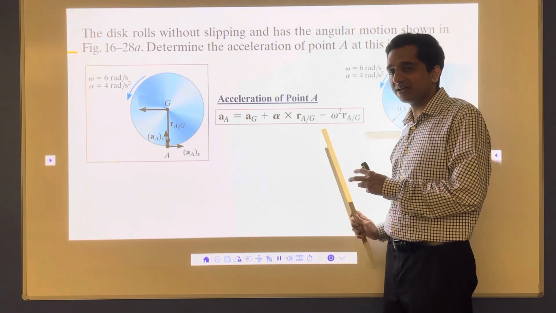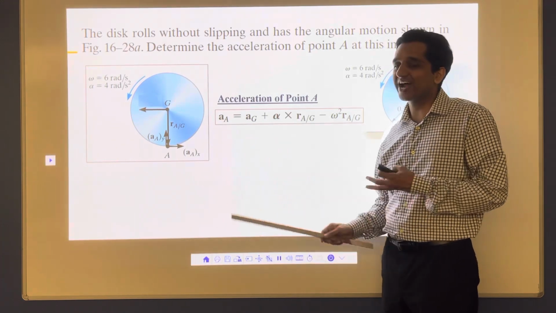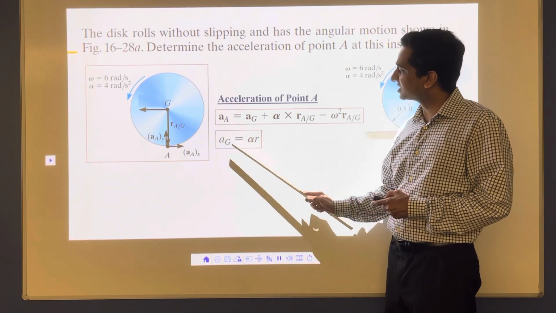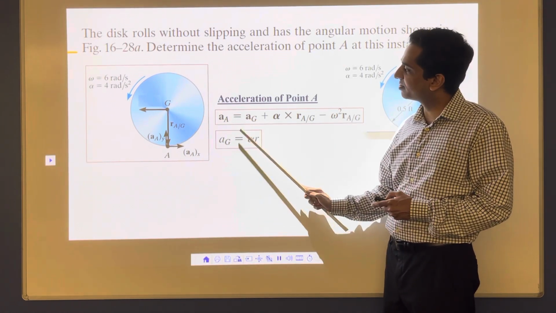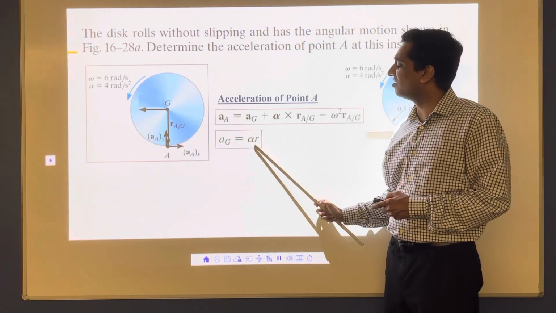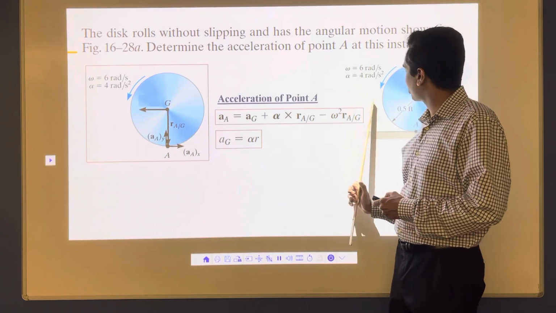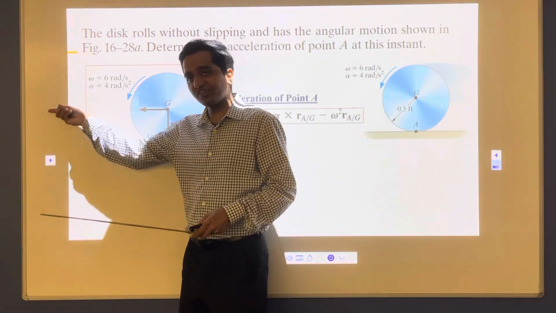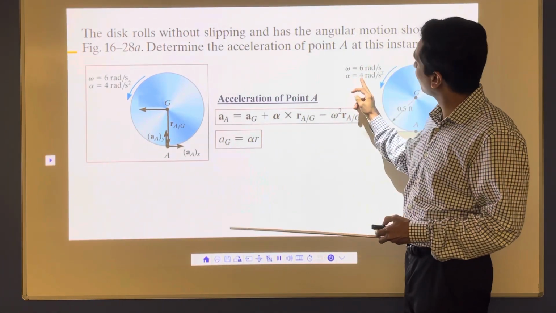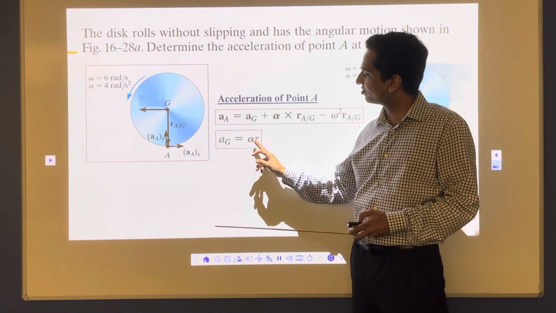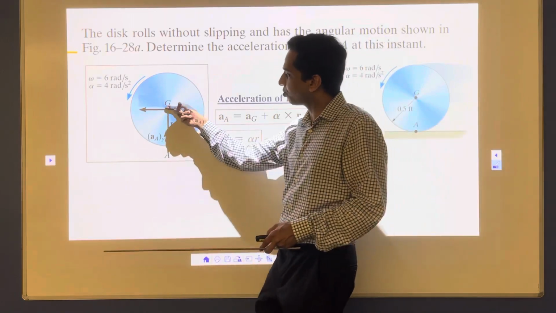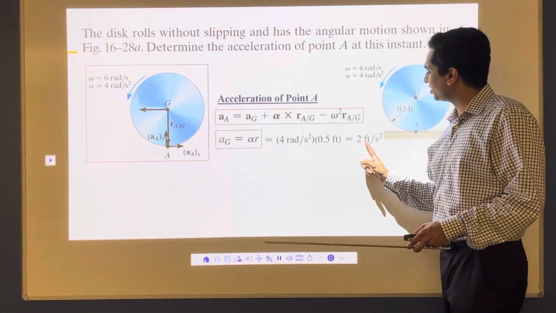Now this is a vector equation, this is a vector analysis. It means I have to use the i, j, k unit vectors. So I am going to put that there. This part a_G, the magnitude of this point G's linear acceleration, is given as alpha R. Alpha is 4 actually, R is 0.5, 4 into 0.5 is 2, so I'm going to put that here. Linear acceleration of this point G is 2 feet per second square.